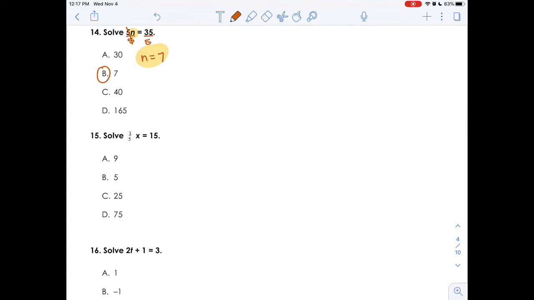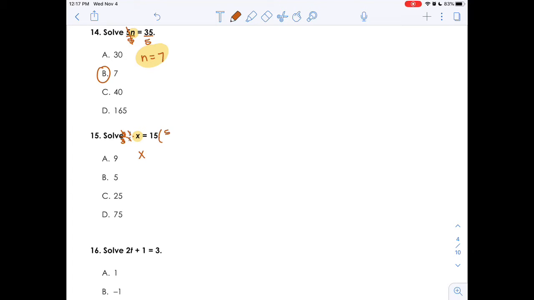On number 15, I have 3/5 x equals 15. My variable here is x. I'm multiplying 3/5 times x. So in order to undo this, we actually multiply by the reciprocal, which is the flip-flop. When I multiply by the reciprocal, the 5 cancels with 5, 3 in the bottom cancels with 3 on top, leaving me with x. And then whatever I do on the left, I have to also do on the right.